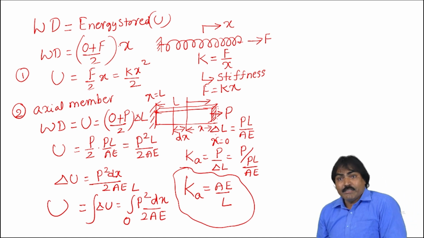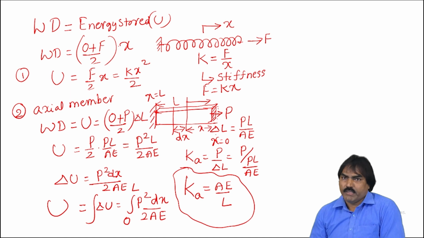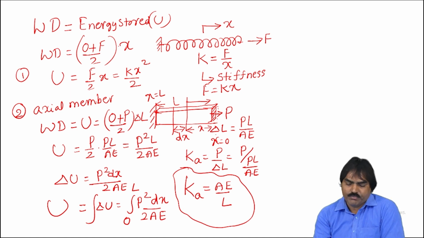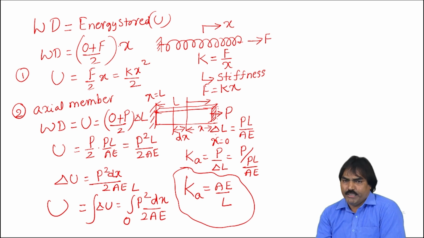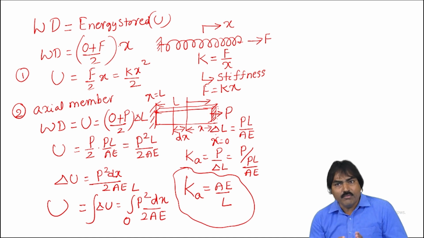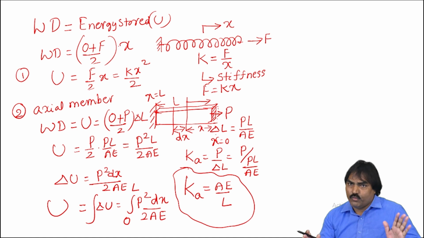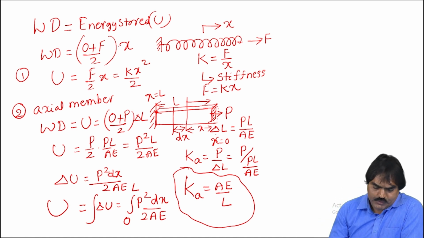See, the axial stiffness of the member will not depend on the applied load. It only depends upon the geometry of the given material and the material property, like the Young's modulus. A, cross-sectional area, L, length of the structure. So both are geometry only. So remember, the stiffness always depends upon geometry and material property, not on the load. Okay. This is the axial member energy stored.